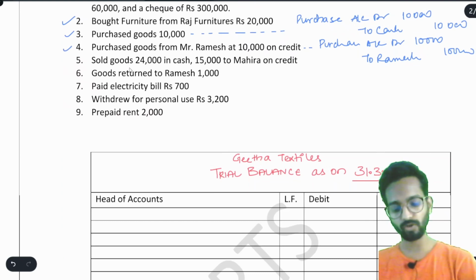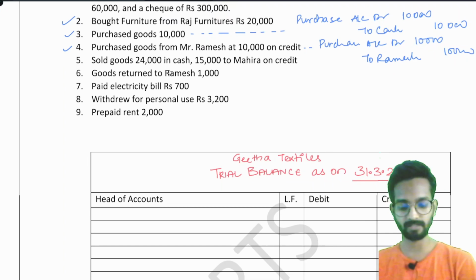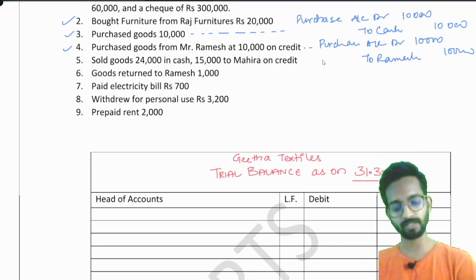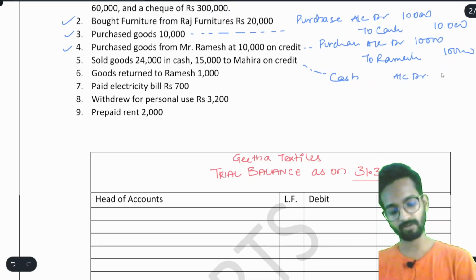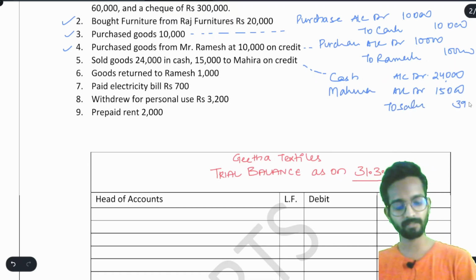This is also done. Sold goods 24,000 in cash, 15,000 to Mahira on credit. See, there are two sales happening. So what will we write? First sale is in cash. So cash account debit. Cash account debit how much? 24,000. Second sale is to Mahira. So Mahira account debit how much? 15,000. To sales 39,000. Simple.